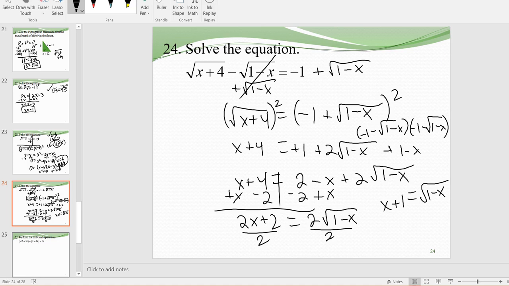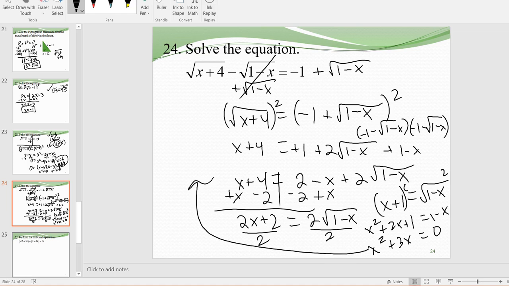Now that that other radical is isolated, square both sides. x squared plus 2x plus 1 is equal to 1 minus x. Add the x, minus the 1. We get x squared plus 3x equals 0. Factor that. They have an x in common, leaving us with x plus 3. So I get that x equals 0 and x equals negative 3.